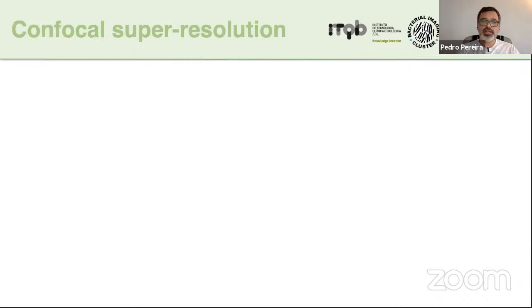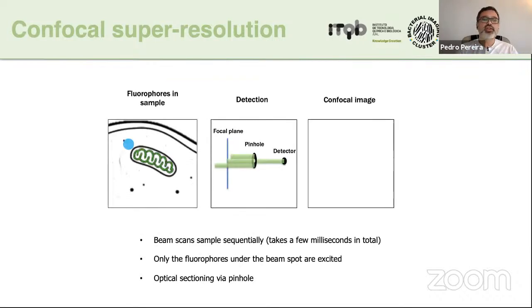And it's a very powerful technique, so it's useful to be aware of it. Okay, so Hino explained this very well. I don't need to lose a lot of time here. But confocal microscopy, it's very simple. You have your fluorophores in a sample. You scan the sample with your beam. You have a pinhole to avoid all out-of-focus light, and you have a confocal image.